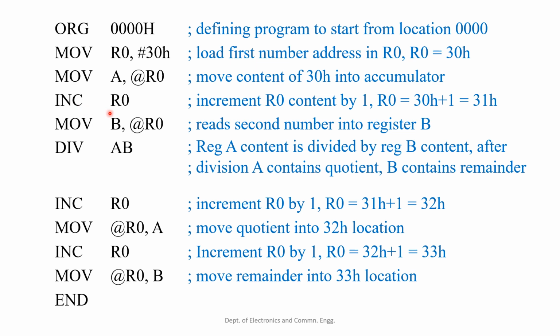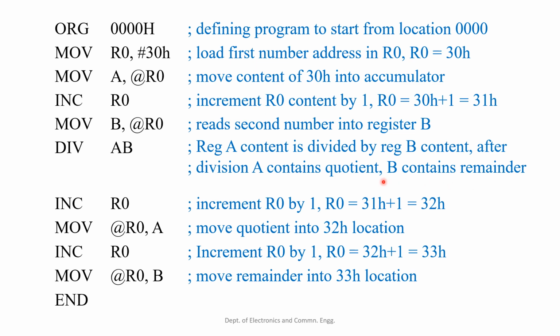Therefore I am incrementing R0 so that it can point to the memory location 31H: INC R0. Now R0 contains the value 31H. Fetch the value from the memory location pointed by R0, that is MOV B, @R0. Now B holds the second value. Perform the division operation, A divided by B. After division, A holds the quotient integer value, B holds the remainder integer value.